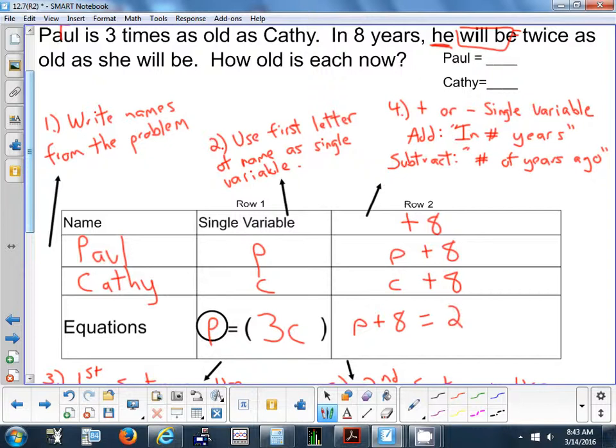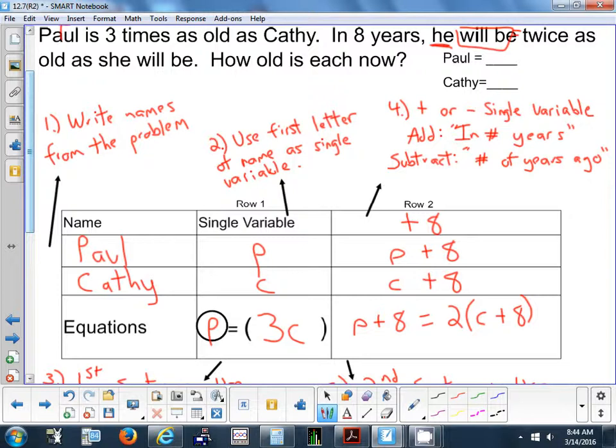Twice as old as she. Who's she? Kathy. But we're talking about Kathy 8 years from now. So what do I put? C plus 8. Should I put anything else with that? That might be helpful for us. I'm going to put parentheses around that. Bang. That's my second equation in the future, all set up.